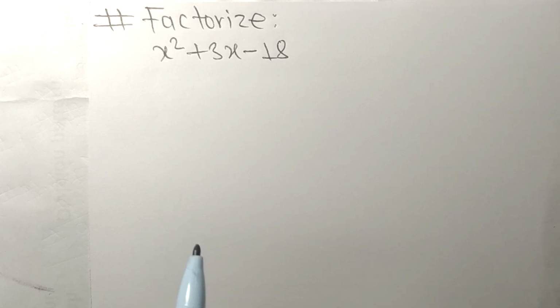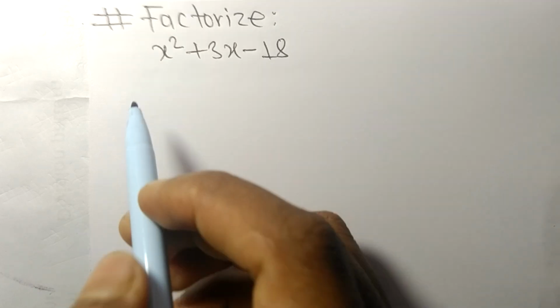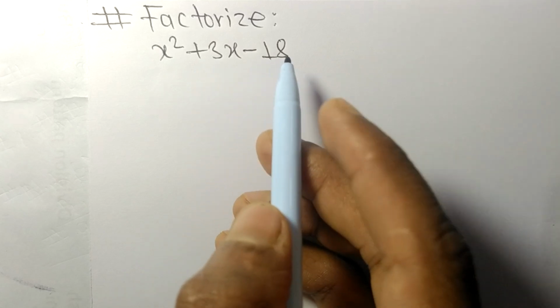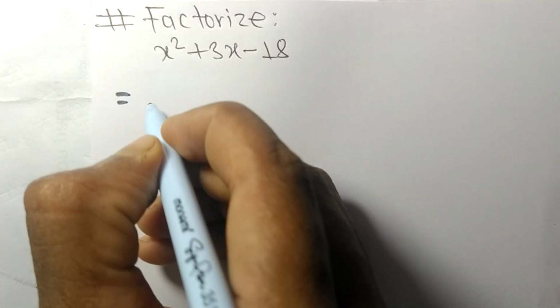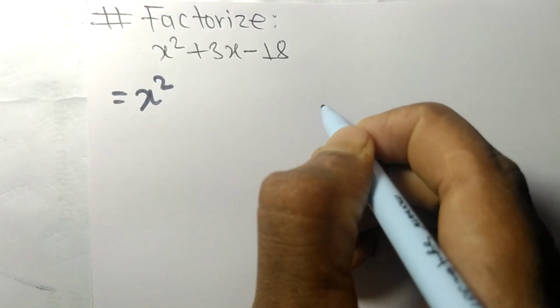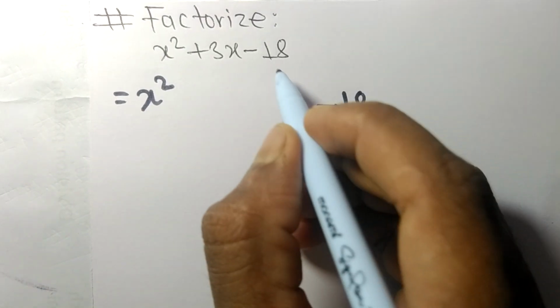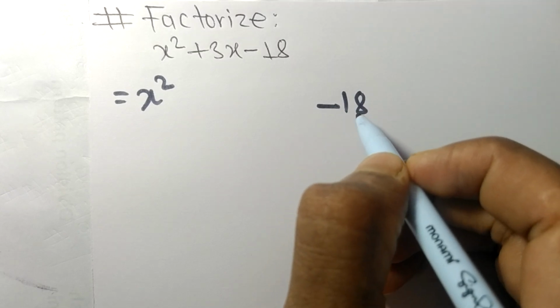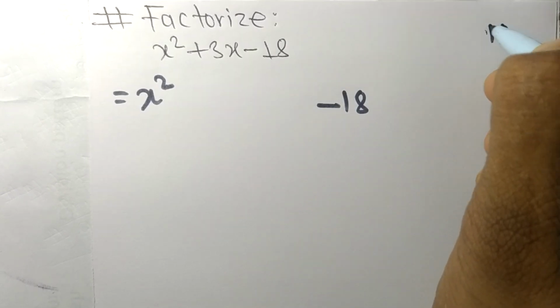So today in this video we shall factorize x square plus 3x minus 18. Here the first term x square and the last term minus 18 are both same. So now we factorize the last number 18.